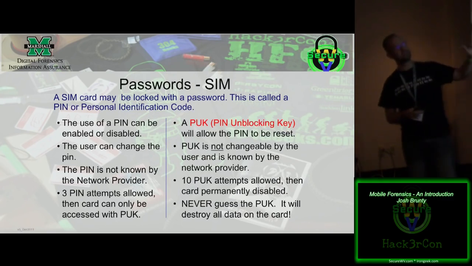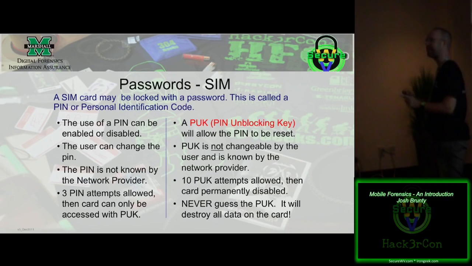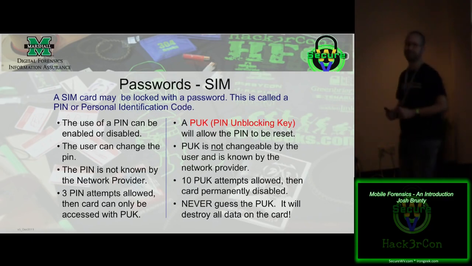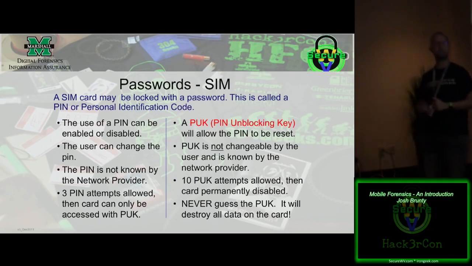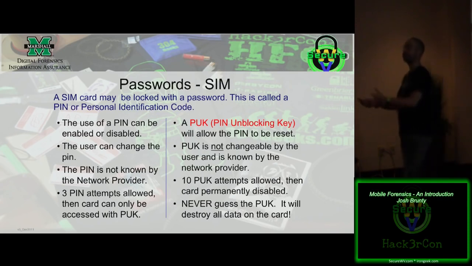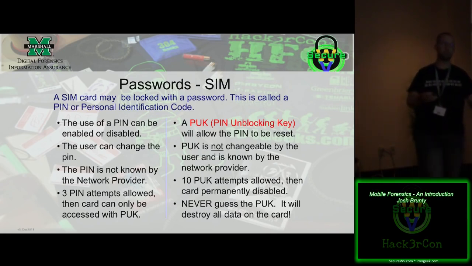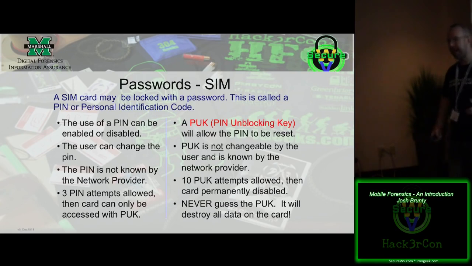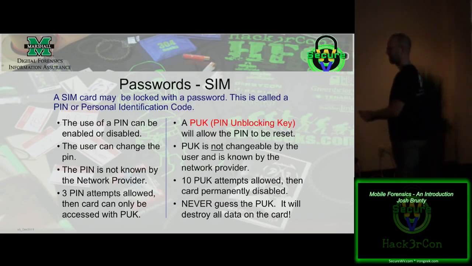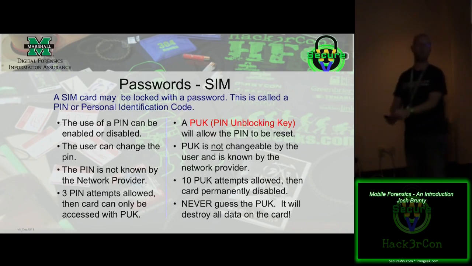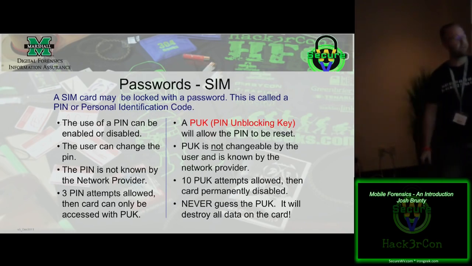So if you run across a SIM pin, there may be some reason that they're doing that. They have to go through some extra steps. You can break these, and the user can change the pin. The provider does not know that pin, so you can't contact the provider and say, hey, I need a pin around this. In order to get around that, you can try three unsuccessful pins before the SIM card locks you out.